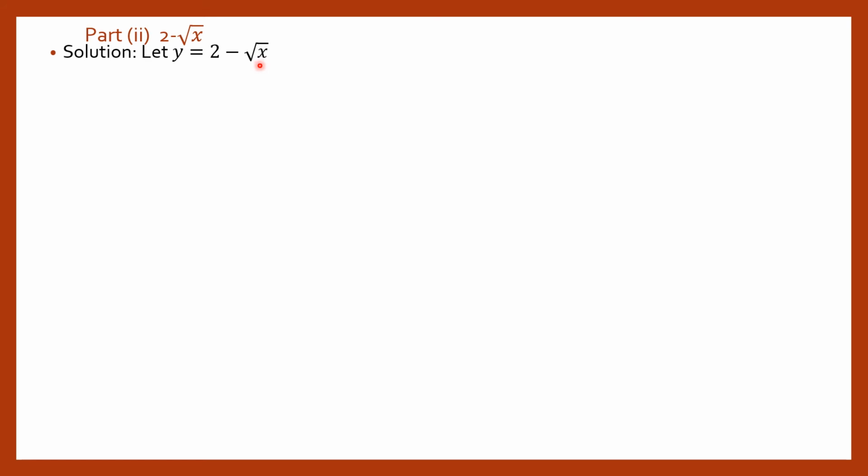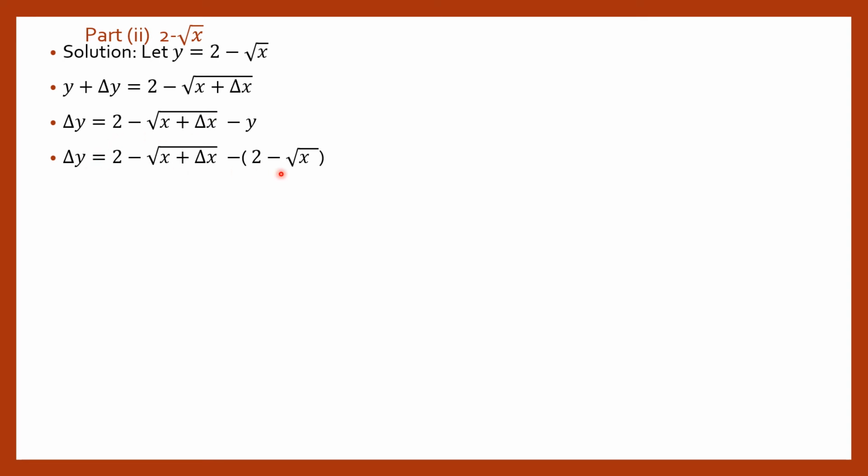And what are those? I will replace this x by x plus del x and y by y plus del y. Let's try it. Next step, bring this y over here so that you get the value of del y. Here it is. Next step, put the value of y, 2 minus under root x, here, and you can see there is a negative sign outside, so I will use a bracket.